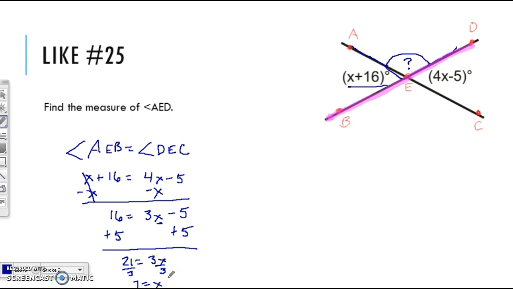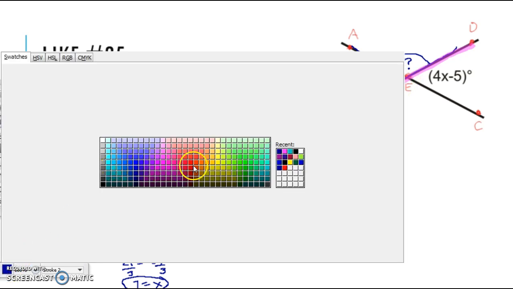So if I want to know the measure of angle AEB, they tell me that it's x plus 16. Well, now I know x and I can fill that in. Remember? So I'm going to fill in 7 for x. So I find that the measure of angle AEB is 23 degrees. Are we done? Nope, not yet.